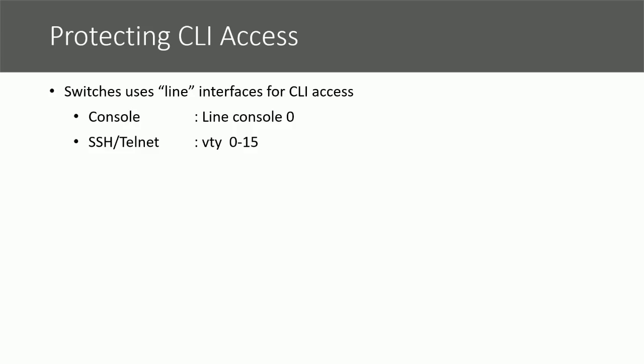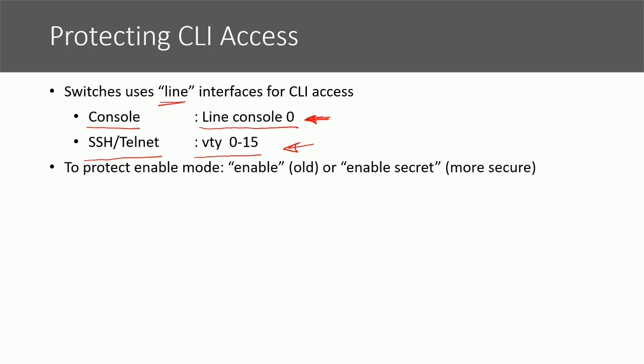First of all, we need to understand the naming of management interfaces. Cisco switches use the name line for management interfaces. So for console interface, the name in Cisco switch is line console 0, and for SSH or telnet interfaces, the name is VTY 0 to 15. Console means accessing the switch using console port, and SSH and telnet are different ways to access the switch remotely using its IP address.